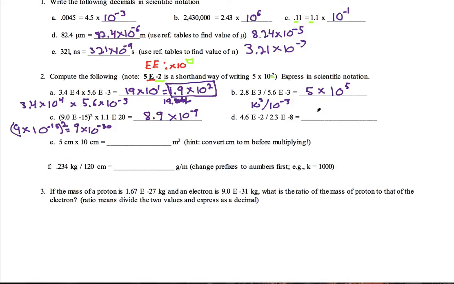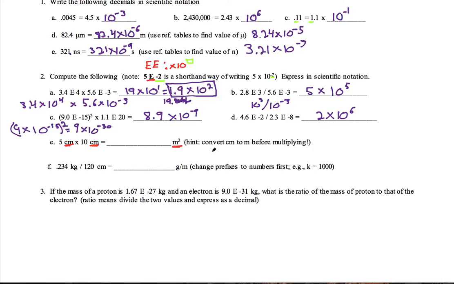Okay, D. So 4.6 times 10 to the negative 2 divided by 2.3 times 10 to the negative 8. If I do that out, I get 2 times 10 to the 6th. E, let's see, so we've got 5 centimeters and 10 centimeters. But the thing to note here is we've got centimeters for our numbers that we're doing a calculation with, but we want an answer in meters squared. So you could get something in centimeters squared and then try to convert it to that, but it's actually going to probably cause you to do more work.